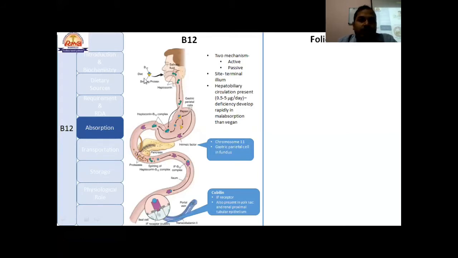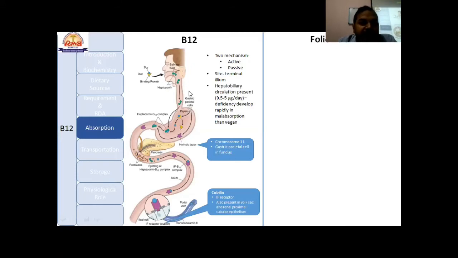When this B12 with the complex protein goes to the stomach, there is an acidic environment. So this B12 gets separated from the binding protein. And this hepatocorrin released from the salivary gland binds to the B12. So in the stomach, B12 gets separated from food proteins, then it binds to the hepatocorrin.